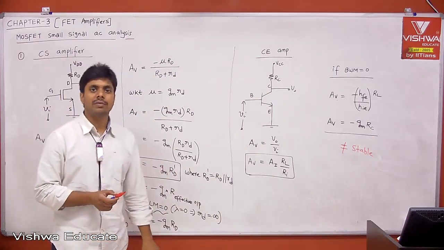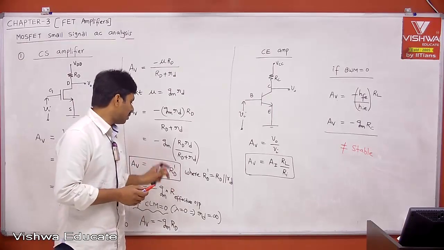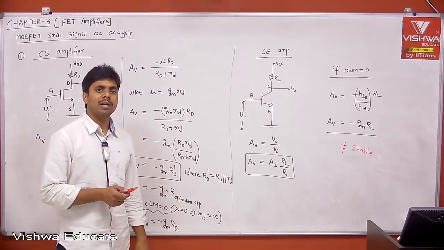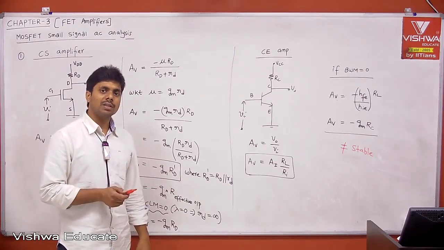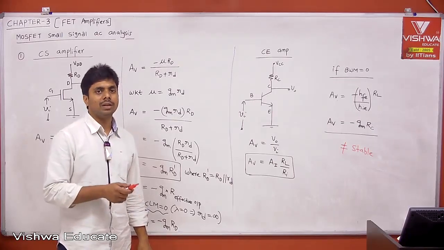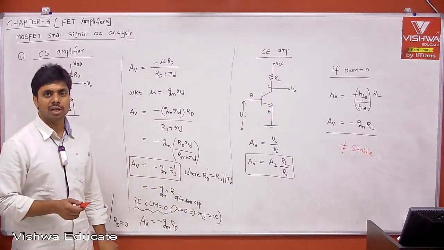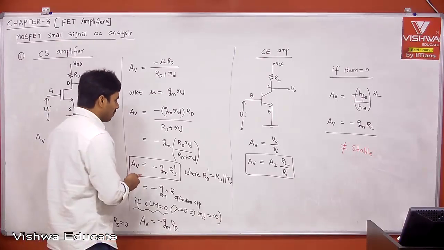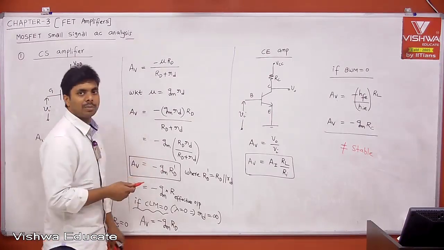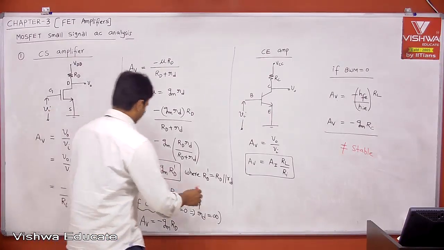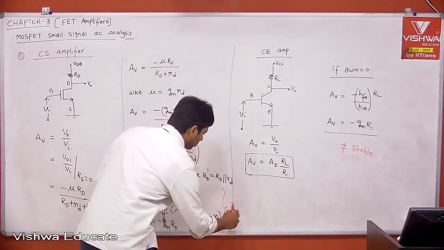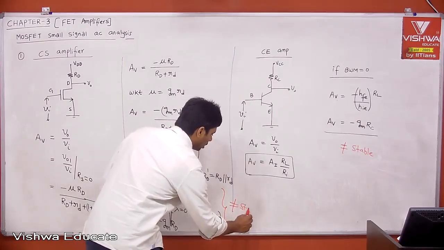GM is also a function of temperature. When I derive it, you will get it. GM will be mu n Cox W by L into Vgs minus Vt. Therefore it depends on threshold voltage and mu n, and those all depend on temperature. So your GM also changes with temperature. Therefore there is a variation in the voltage gain with respect to temperature. Both the voltage gains are not stable, that is the observation.